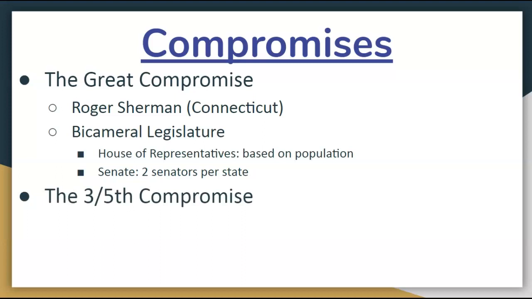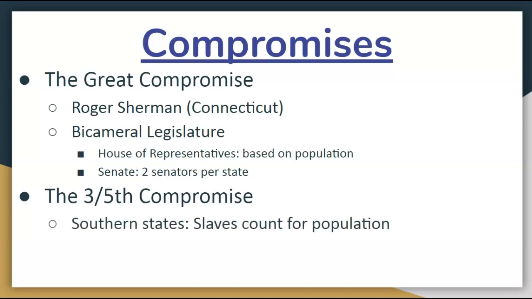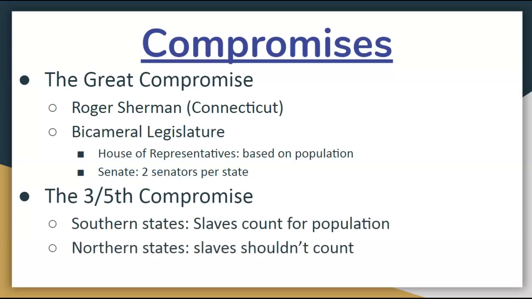The other compromise that gets made at this convention, we're still at the Constitutional Convention here, is the 3/5 compromise. This is a compromise not between big and little states, but between southern and northern states. Southern states thought that the slaves should count for population. The reason why is because southern states had more slaves. More slaves means more population. More population means more people in the House of Representatives for those states. The northern states thought they shouldn't count, right?